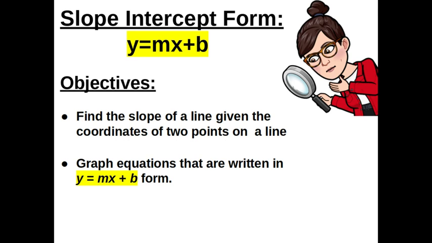Now we know that m equals the slope, and then we have x and y, and then you have plus b, which is technically like it could be a point on there. So the objectives for today is you're going to find the slope of a line given the coordinates of 2 points on a line. You're going to graph equations that are written in y equals mx plus b form.